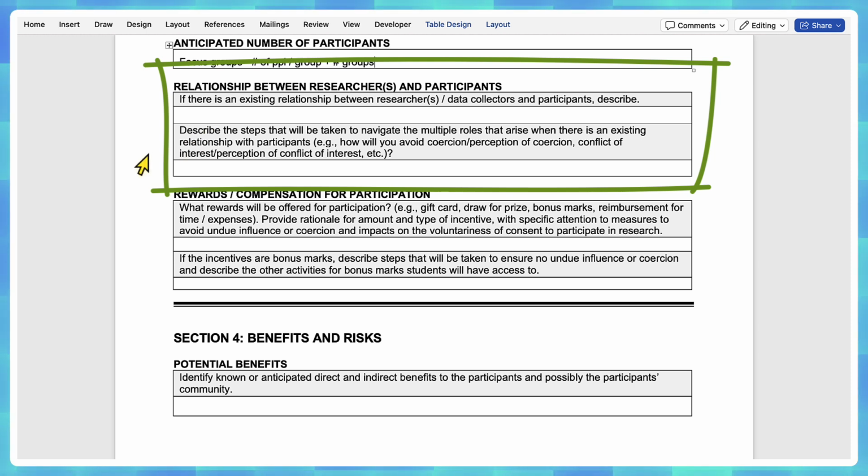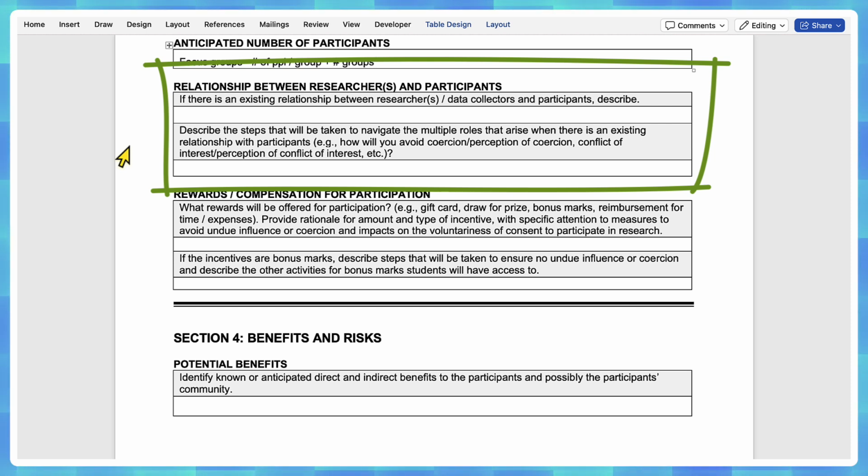And if there is, what are some of the steps that you're going to take to minimize the risks that could be associated with that, or even the perception of risks. And so we've included here, for example, if there's a dual role research situation, how are you going to avoid the perception of coercion or actual coercion in getting people to participate in the study, conflict of interest, that sort of thing. And so this is where, definitely, you should not be intending to actively coerce people and force people to participate in your study.